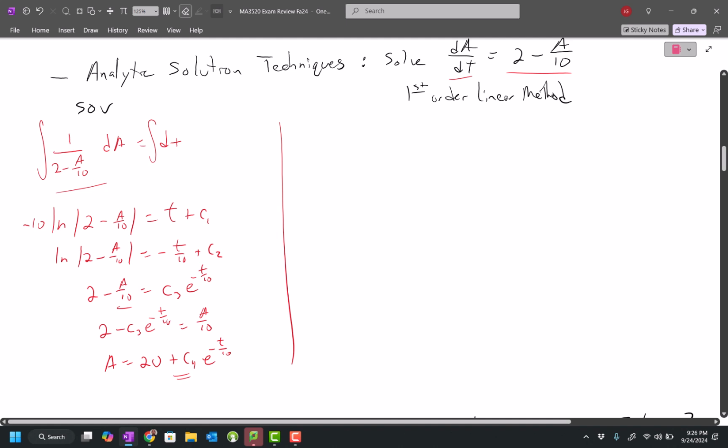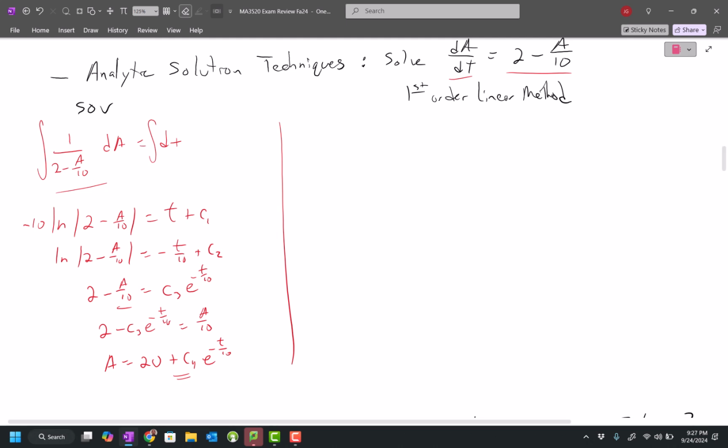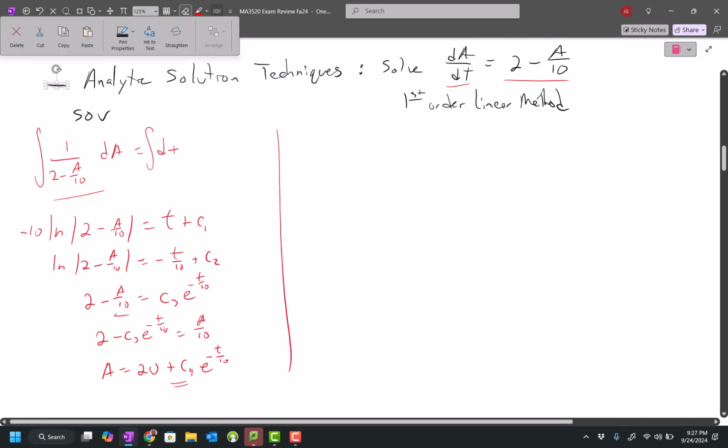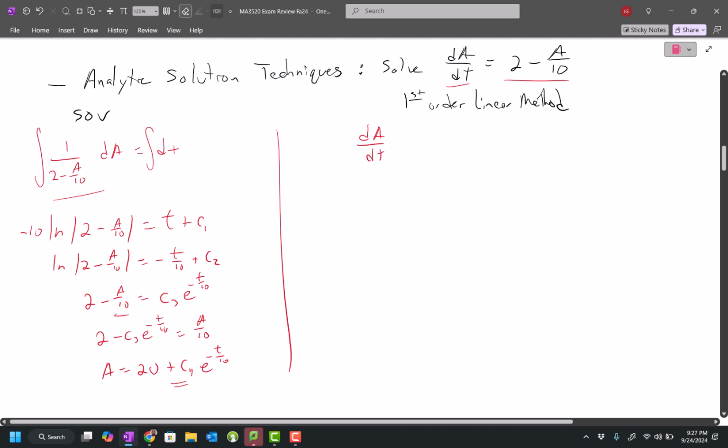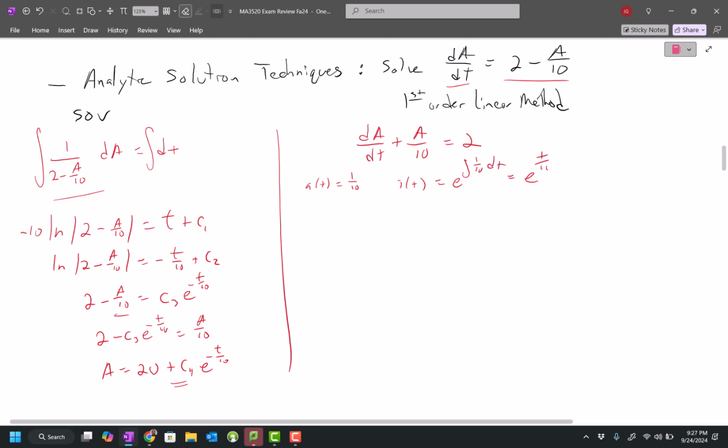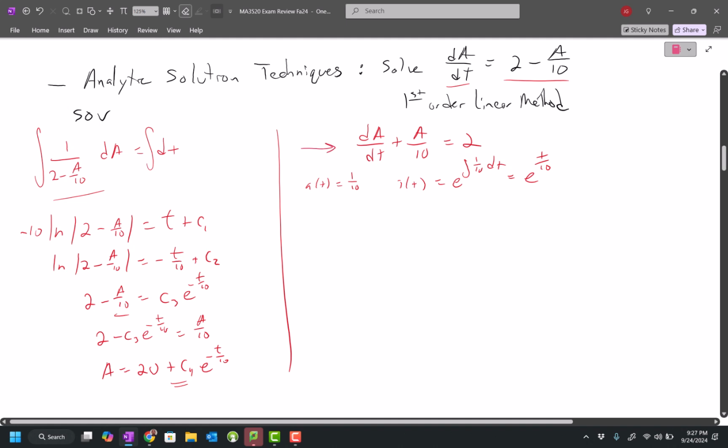What about the first order linear method? Well, my first step in the first order linear method is to put my differential equation in standard form. So in this case, I'm going to add the a over 10 to the other side. Let's write it in standard form like this. In this, I can identify my coefficient that I'm interested in as 1 over 10, the coefficient of the dependent variable term, which means my integrating factor should be e raised to the integral of 1 over 10 dt, or e to the t over 10 power. From here, I take my differential equation standard form, and I multiply through by my integrating factor.